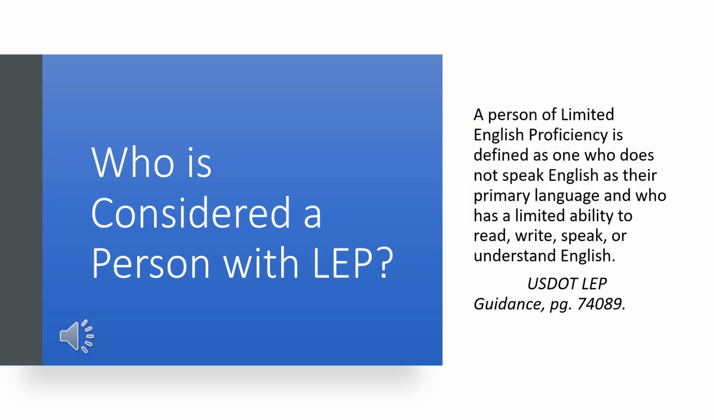So, who is considered a person with limited English proficiency? A person of limited English proficiency is defined as one who does not speak English as their primary language and who also has a limited ability to read, write, speak, or understand English. And as the next slide will show, it's important to recognize that this is not a disability. It is true that the provision of translations and interpreters are somewhat analogous to the ADA's requirement for communication aids and services, but limited English proficiency is not considered a disability.